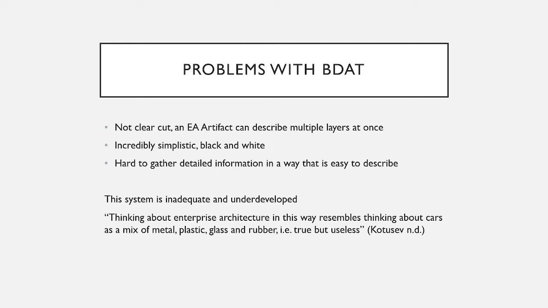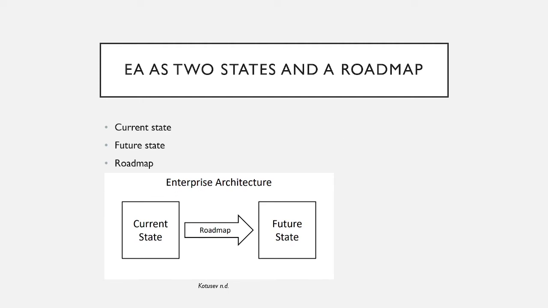Honestly, I think the best way to think about the problems with BDAT is summarized with a quote from Codicep, and it's that thinking about enterprise architecture in this way resembles thinking about cars as a mix of metal, plastic, glass, and rubber. True, but useless. Now we can look at enterprise architecture as two states and a roadmap: the current state, the future state, and the roadmap, which, as the figure indicates, is the pathway between the current state and the future state.